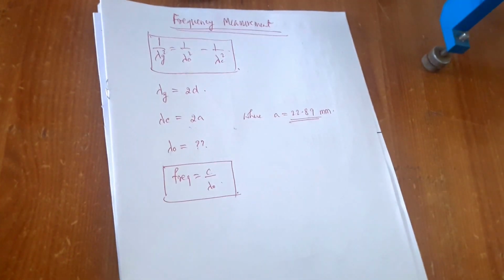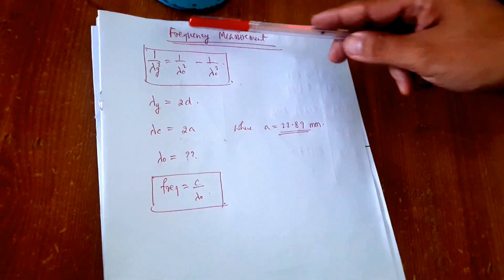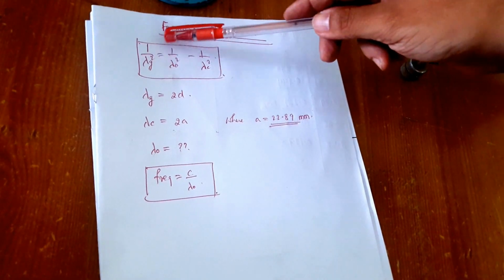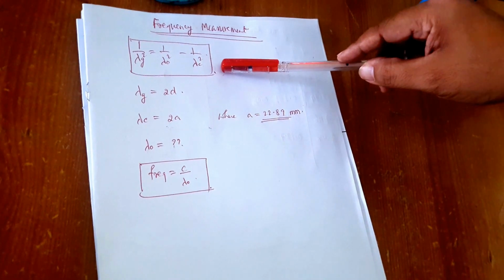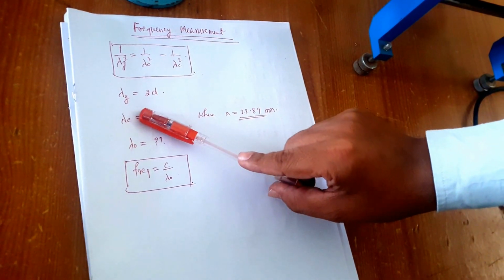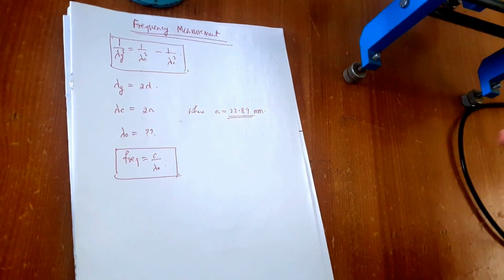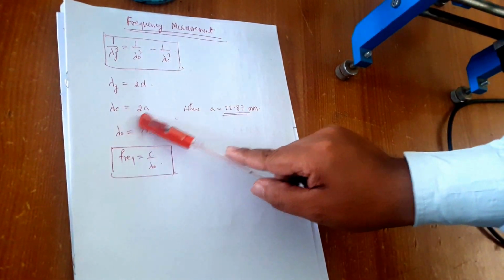Now let us see the different values. The formula is 1 by lambda g square equals 1 by lambda naught square minus 1 by lambda c square. Here lambda g is the guide wavelength, lambda naught is the free space wavelength, and lambda c is the cutoff wavelength. The guide wavelength lambda g is equal to 2 into d, which we will calculate, and the cutoff wavelength lambda c is equal to 2 into a, twice the dimension of the waveguide.